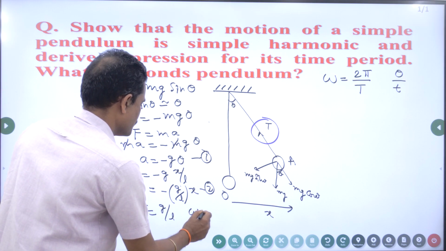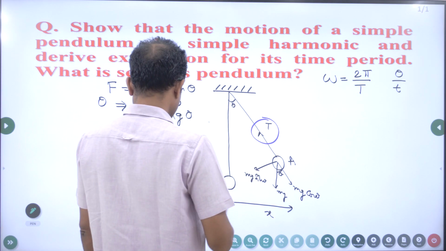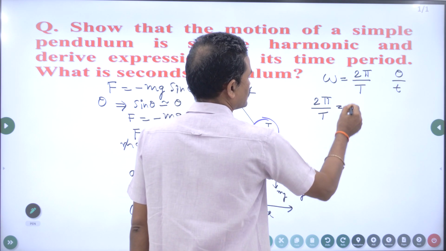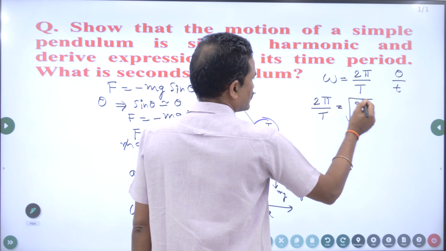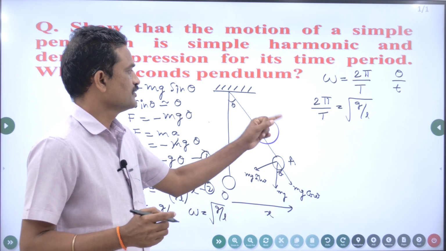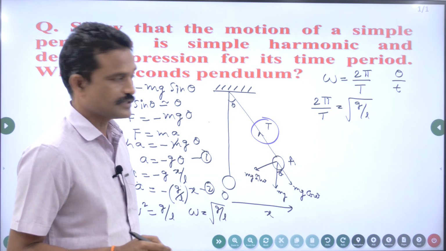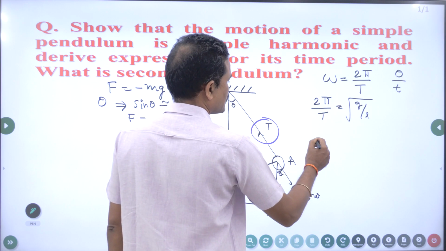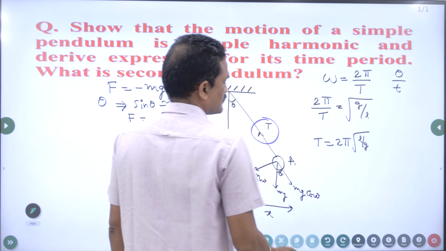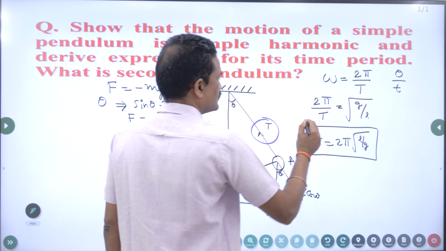So this omega can be written as under root g by L. Since omega square is equal to g by L, omega is under root g by L. And omega is 2 pi by T. So 2 pi by T is equal to under root g by L. The second part of the question is to derive the expression for the time period. Time period is the time taken by the pendulum to complete one oscillation. So from this, if you do cross multiplication, you will get T is equal to 2 pi root L by g. If you write up to this, you will be getting around 7 marks. So this is the expression for the time period of a simple pendulum.